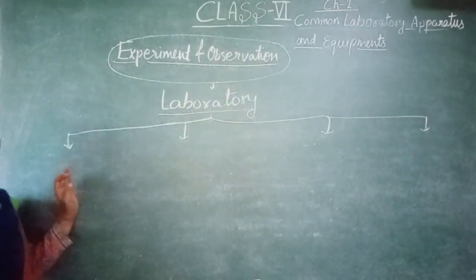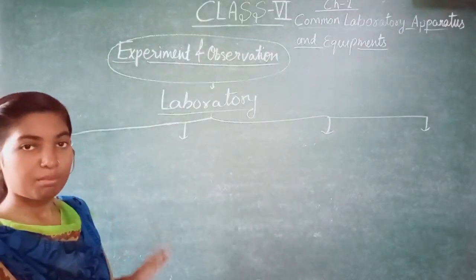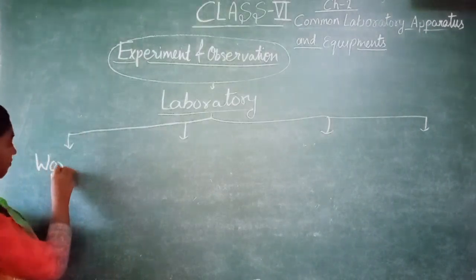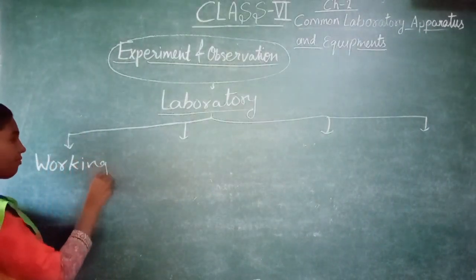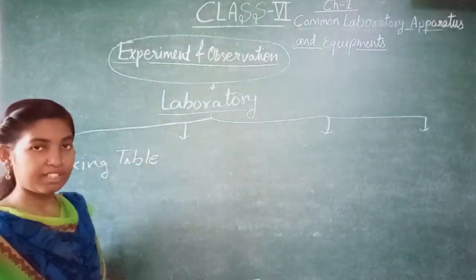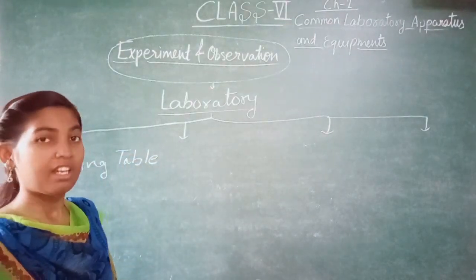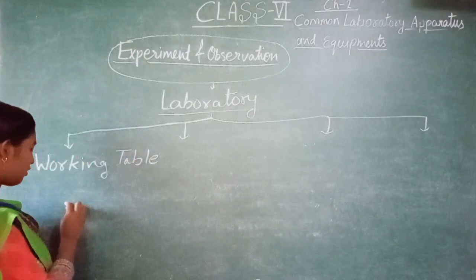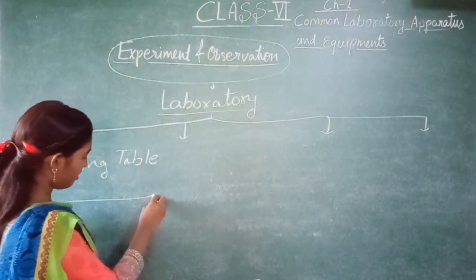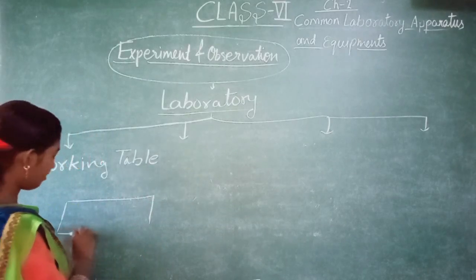The first thing, which is most important for a laboratory, is the working table. In each laboratory there is a working table, and let us see what things should be on the table. This table should be long.